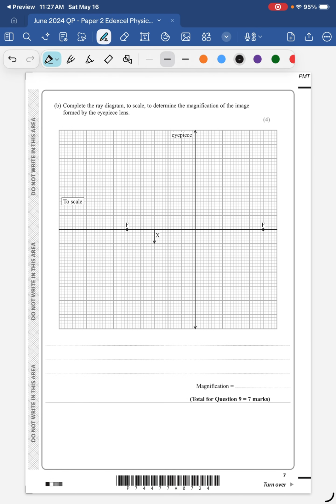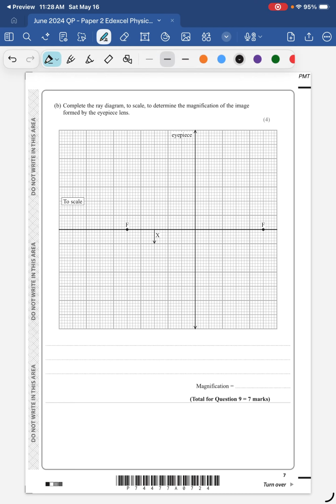B. Complete the ray diagram to scale to determine the magnification of the image formed by the eyepiece lens. Okay. So this is to scale, so we'll have to measure this distance. But let's do the ray diagram first.